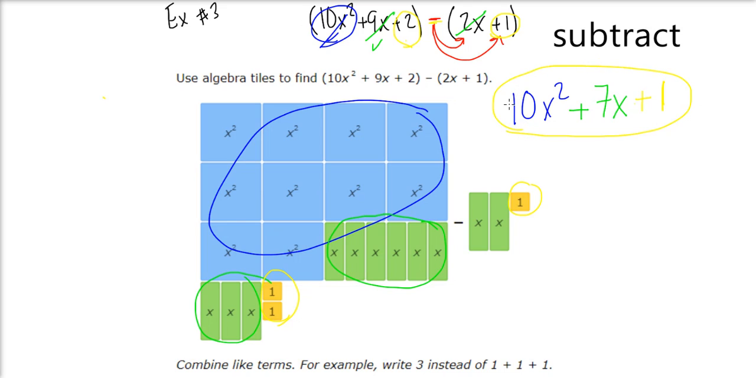We subtracted one polynomial from another polynomial. Alright, I hope this helps.